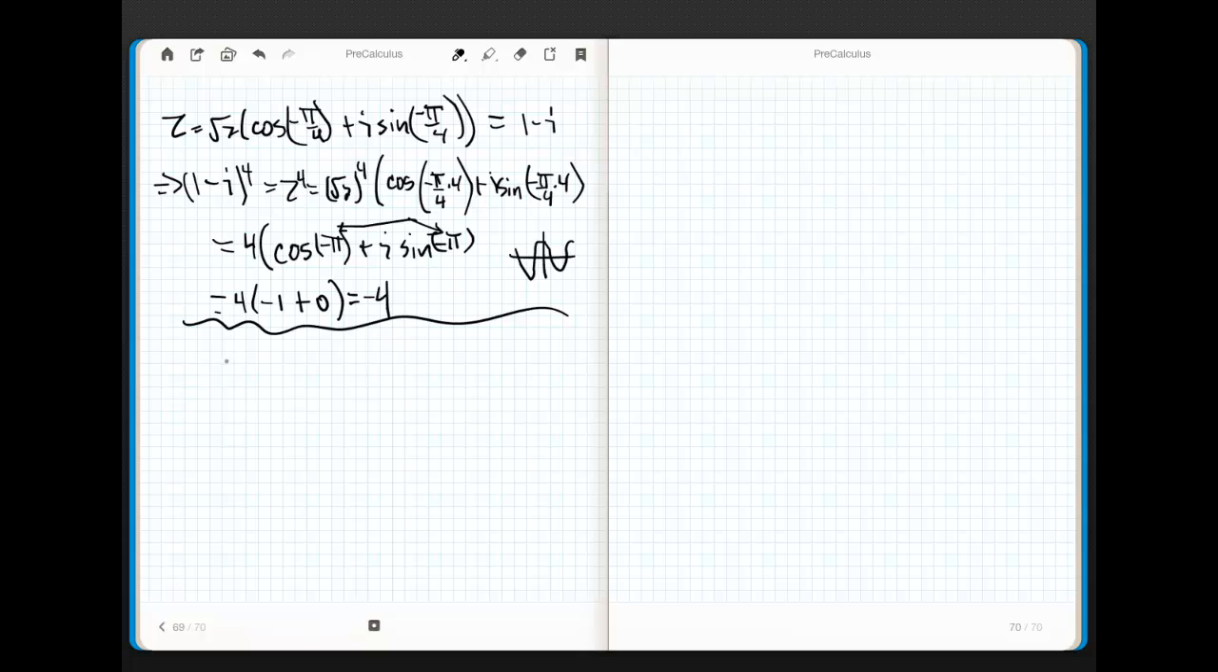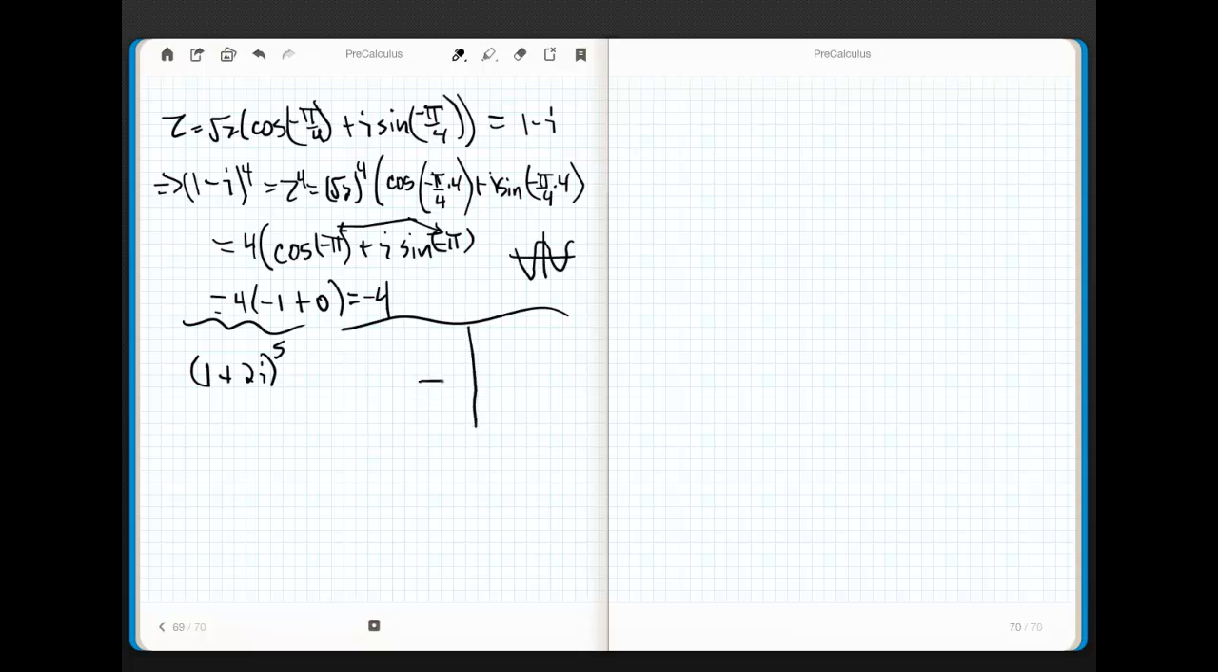Let's do 1 plus 2i, and let's raise it to the 5th. Now this one's not going to be as pretty because the numbers aren't going to work out the same way.